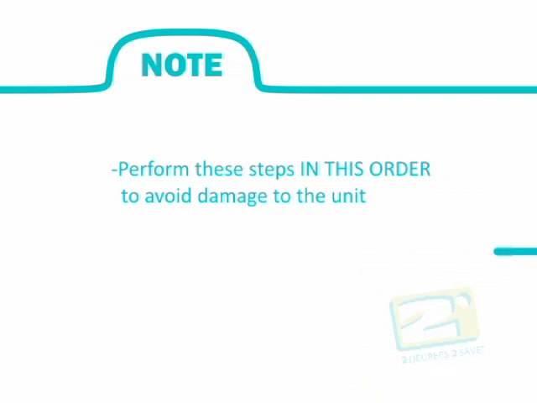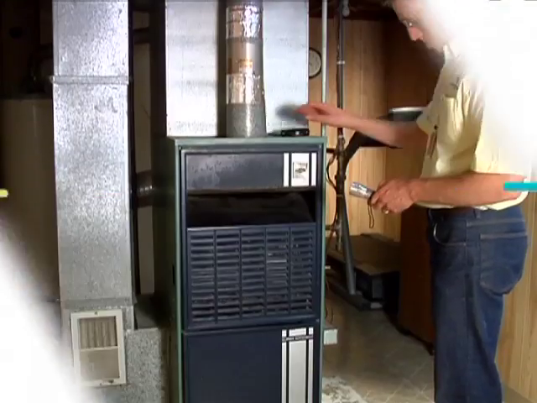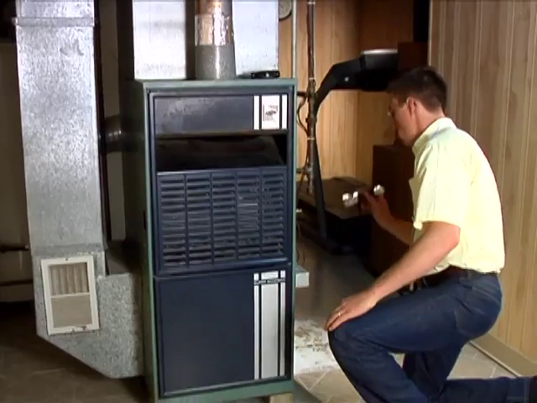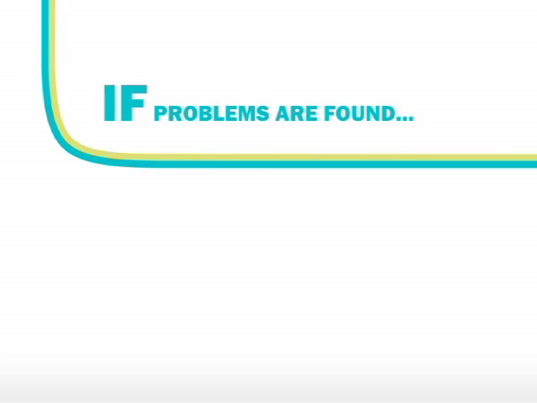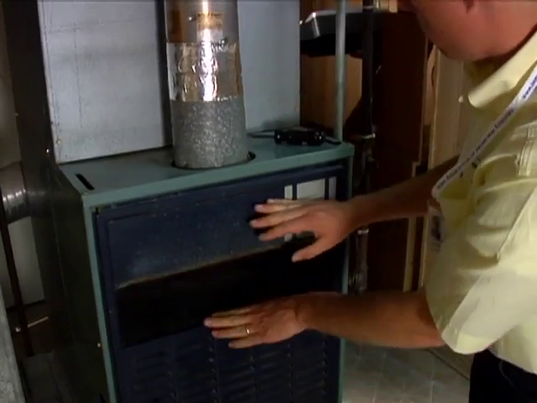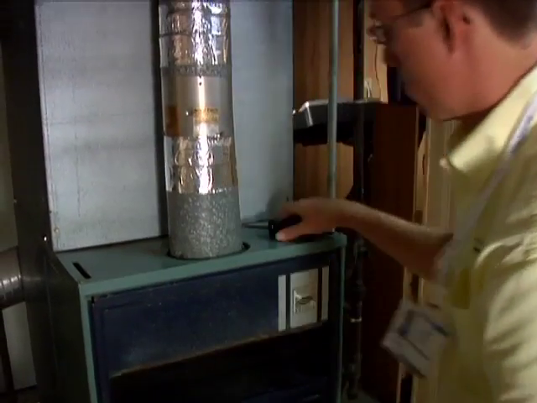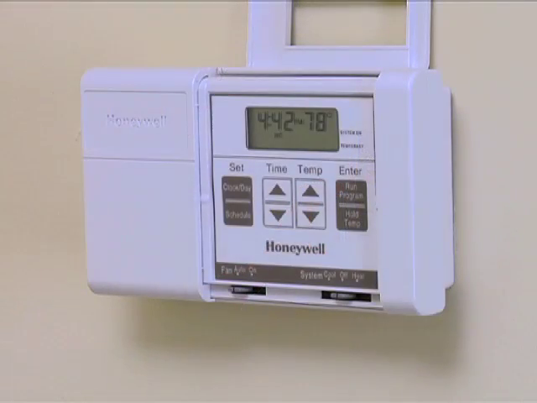During the winter season, you need to pre-qualify the heating system after you have pre-qualified the cooling system. The pre-qualification procedures for the heating system for the winter season are the same as the summer season. If problems are found, the customer should be notified of the potential need for service, and you should decline the installation. If everything appears to be in good working order, replace the door cover and return to the thermostat. Turn the heat off at the thermostat and wait for the system to cycle off.